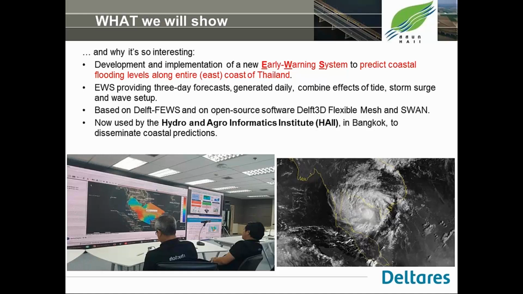This early warning system provides 3-day forecasts. They are generated daily, and they combine the flooding effects of tide, storm surge, and wave setup. This system is based on Delft-FEWS and on open source software Delft3D Flexible Mesh, and also on SWAN. The early warning system is now used by the Hydro and Agro Informatics institutes in Bangkok to disseminate coastal predictions.